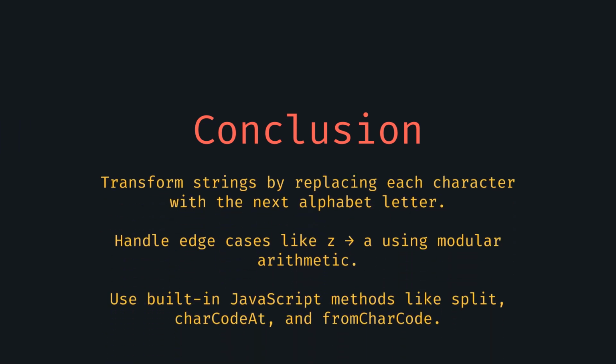To summarize, this program transforms a string by shifting each character to the next one in the alphabet. It uses modular arithmetic to handle wrapping from Z back to A and demonstrates creative string manipulation in JavaScript.